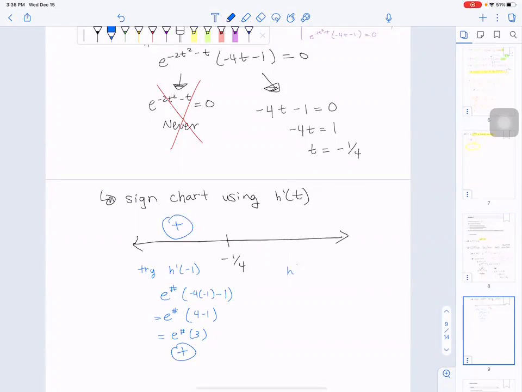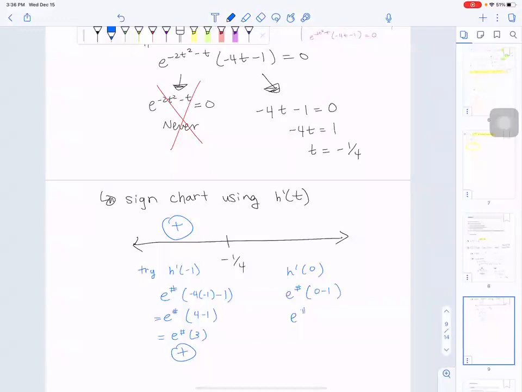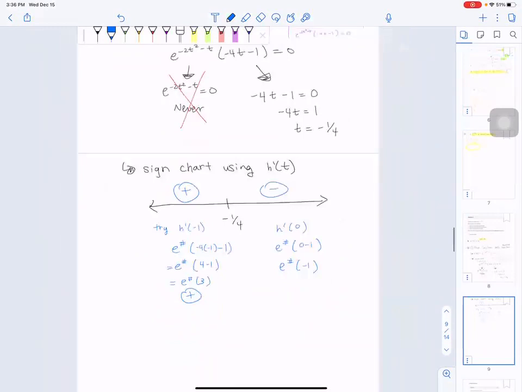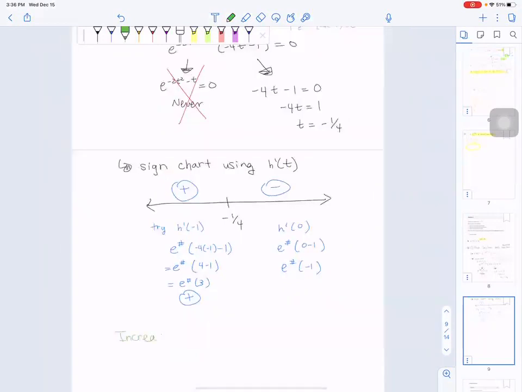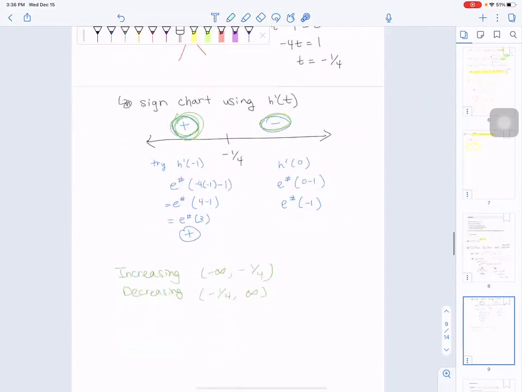On the right side, let's try the easiest one you can think of, 0. When you plug in 0, you get e to something times 0 minus 1. So that's a negative number. This tells you that it's increasing from -infinity to -1/4, because that's where it's positive here, and decreasing from -1/4 to infinity, because that's where it's negative. That's where your slope is negative, so it's decreasing.